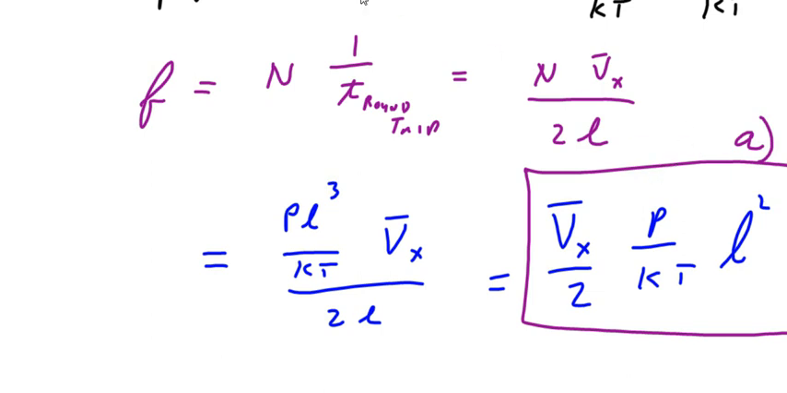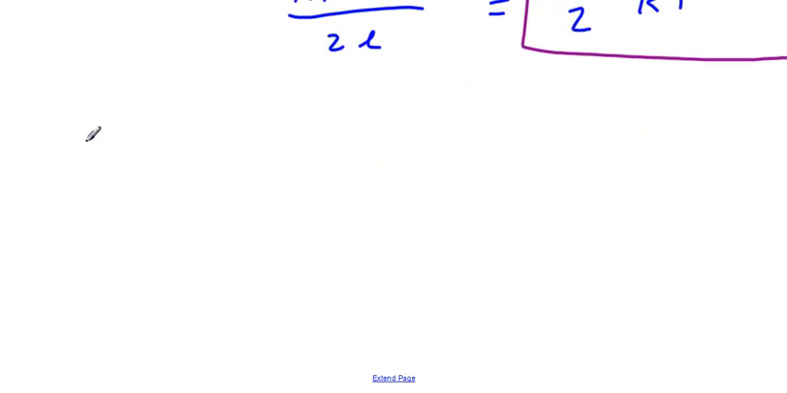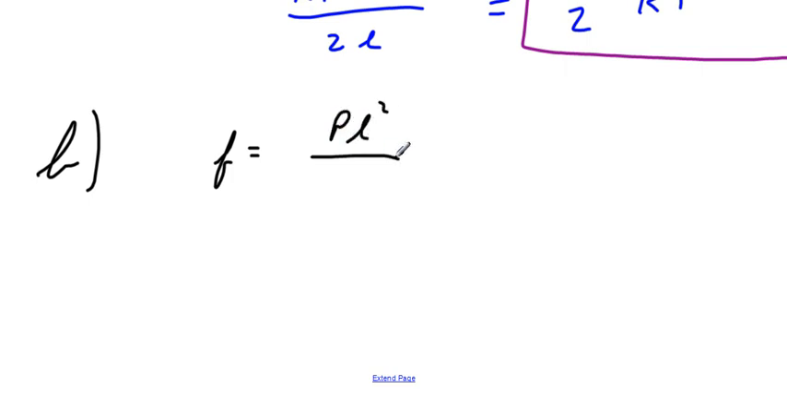Now we're going to do part B. So starting part B, show that the equation can be written in a different form. So we want to show that we can take the equation we just found and rewrite it to be PL squared over the square root of 4MKT. So that's what we're doing.